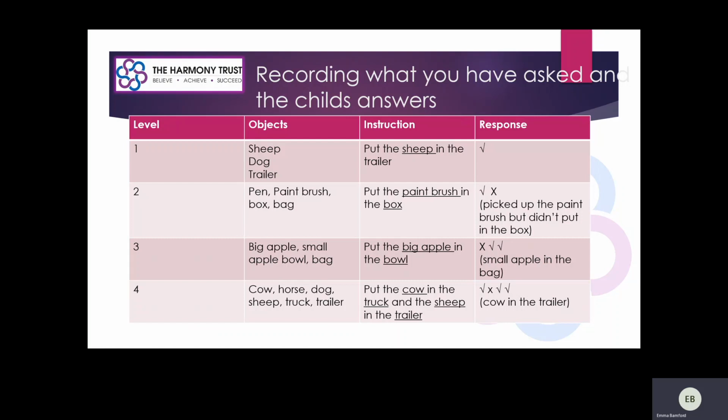So you can see in the response that my child has a tick and a cross. So the tick correlates or corresponds to the first underlined word, so the paintbrush. So that tells me that the child correctly chose the paintbrush rather than the pen. And the cross corresponds to the second underlined word, box. So something went wrong with the box. So the child was able to identify the paintbrush, but something went wrong in the box. I've put further information where I've said the child picked up the paintbrush but didn't put it in the box.